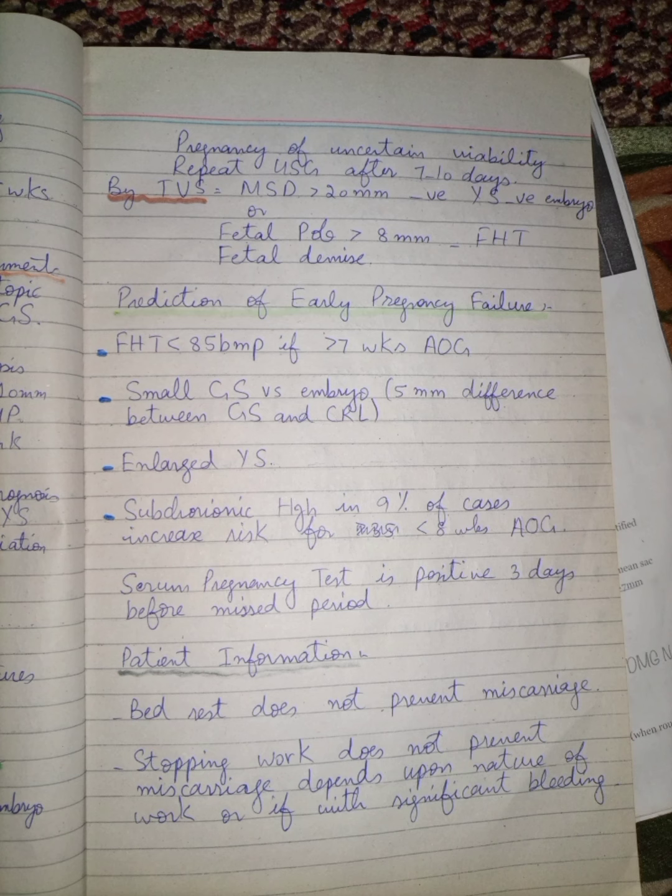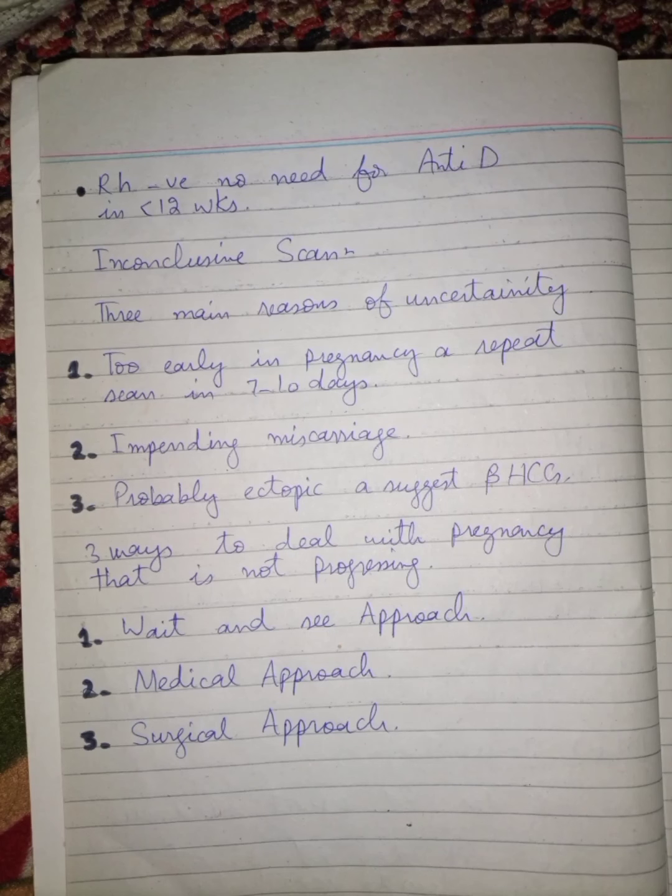Now the patient information. Bed rest does not prevent the miscarriage, and also stopping work does not prevent miscarriage. It depends upon the nature of work or if there is significant bleeding. If the patient is Rh negative, then there is no need for anti-D in less than 12 weeks. And in inconclusive scan, there are 3 main reasons of uncertainty.